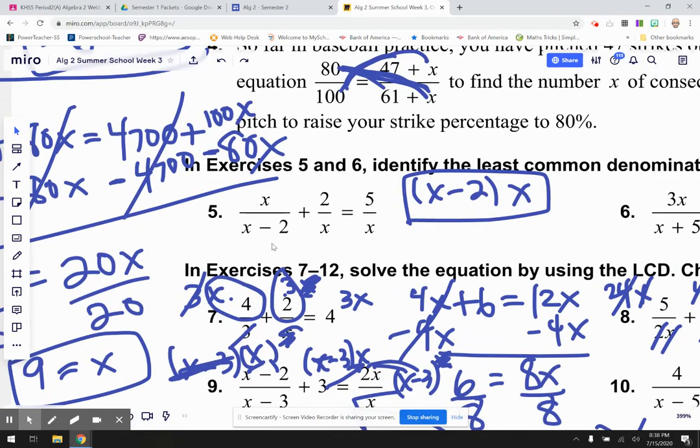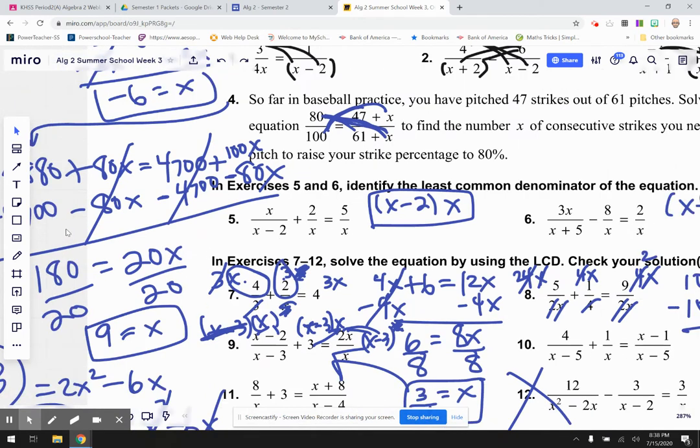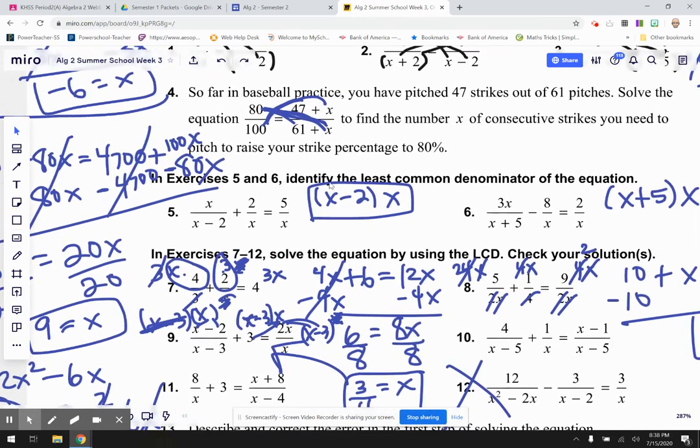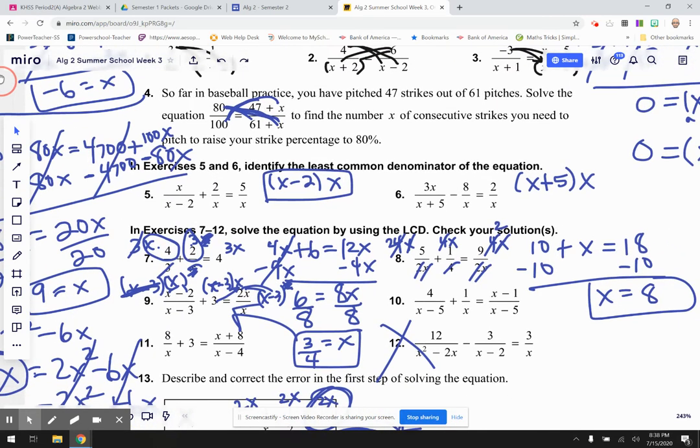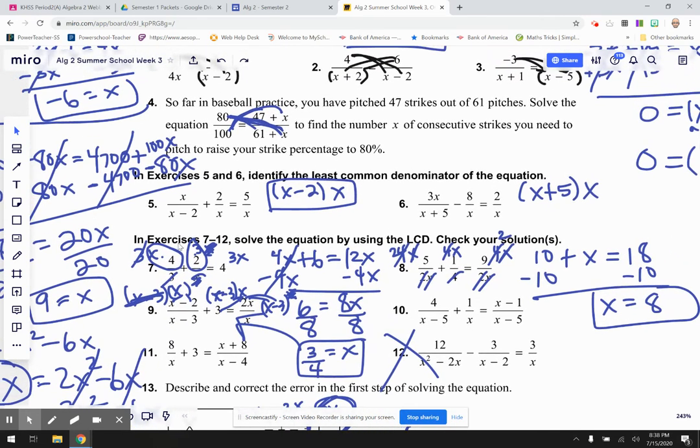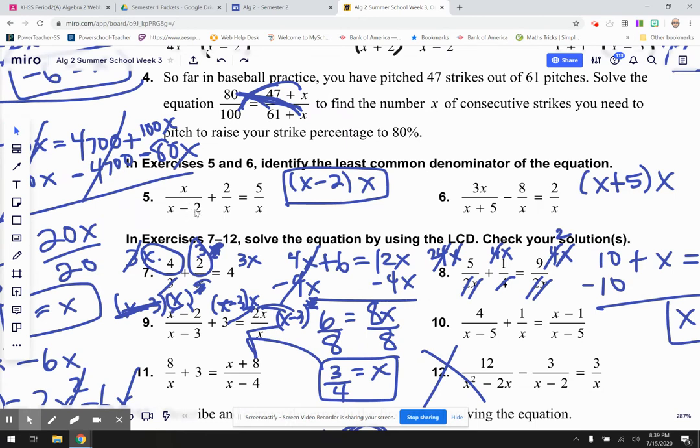Now 5 and 6, kind of interesting. They just want to know what would be the least common denominator. In other words, what could you multiply by that will wipe out all your denominators? So if I want to wipe out this first fraction, I need an x minus 2 so that those will cancel out. If I want to wipe out the second fraction, I need an x. If I want to wipe out the third fraction, I need an x, but I already had an x, so I can just leave that one there.